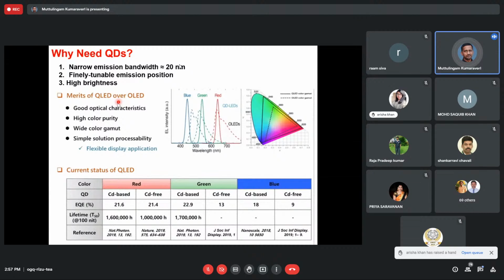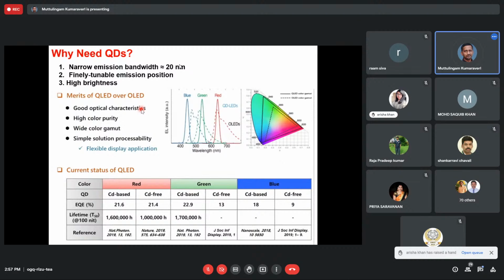And it's easily tunable. We can use indium phosphide, also cadmium sulfide as a core, and we can tune that color easily. But with the OLED, we need to use different phosphorescent or fluorescent materials to make the different colors. And the brightness here, we can get a good brightness.